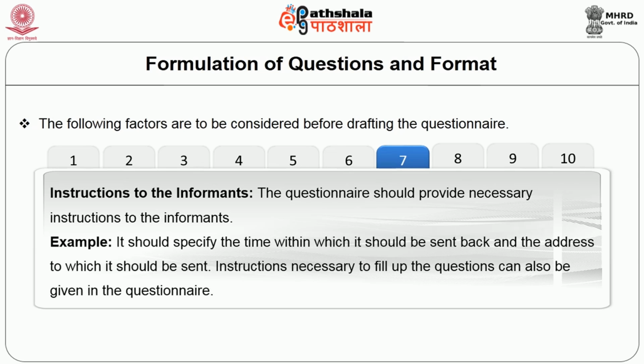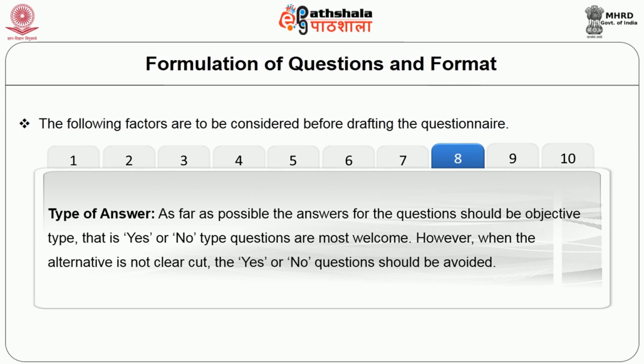Number 7. Instructions to the informants. The questionnaire should provide necessary instructions to the informants. For example, it should specify the time within which it should be sent back and the addresses to which it should be sent. Instructions necessary to fill up the questions can also be given in the questionnaire. Number 8. Types of answer. As far as possible, the answers for the questions should be objective type, that is, yes or no type questions are most welcome. However, when the alternative is not clear cut, the yes or no questions should be avoided.